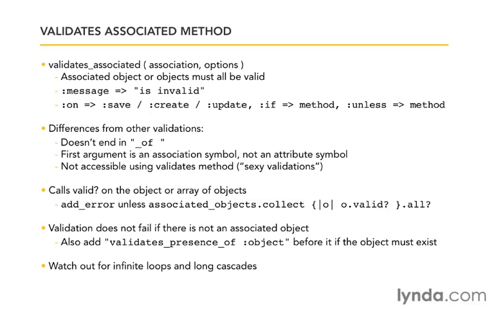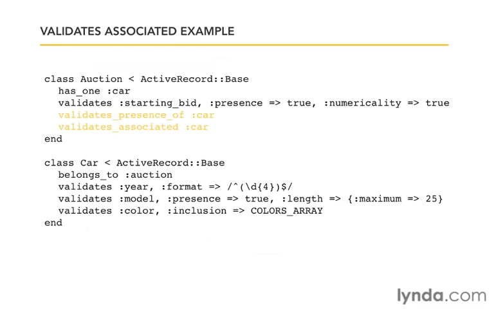Let's use the auction and car example that I gave you at the beginning and actually look at some code for this. There's no place that we're going to need this in our simple CMS, but I want you to actually just see what it looks like. So the auction has one car. It's going to have its own validations. I'm using the validates method on starting bid to check for its presence and its numericality. And then I've got validates_presence_of car, followed immediately by validates_associated car. The first one is going to make sure that the car is actually there, and the second one is going to then ask, hey car, are you valid?